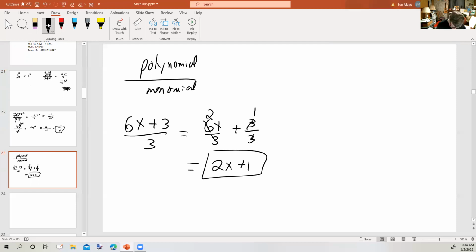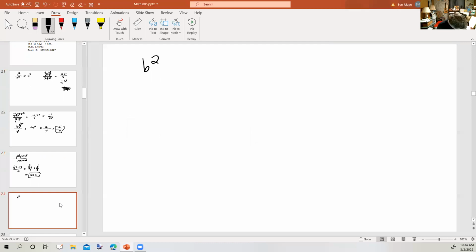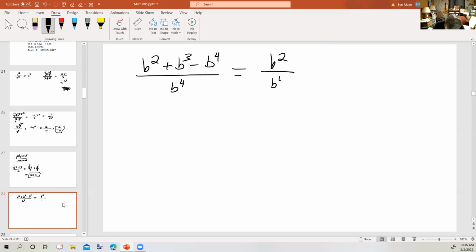All right. Let's say we have b squared plus b cubed minus b to the 4th power, all divided by b to the 4th power. So we have a polynomial divided by a monomial. We take each term of the numerator and divide it by the term in the denominator. And then we go back and we simplify or reduce each separate fraction.